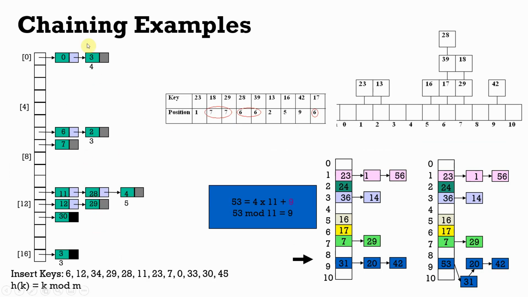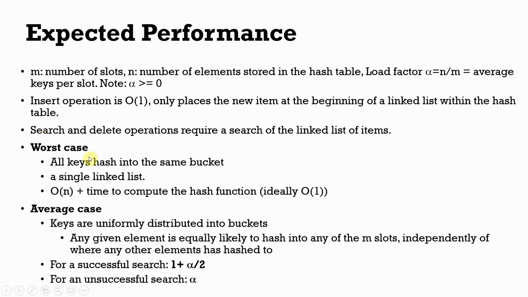So if all of them end up in the same bucket, in the same linked list, that's the worst case scenario, right? If we have a relatively well distributed hash table, then we would have the average case. So in the worst case, if all keys hash into the same bucket, we have n in a single linked list, then we have order of n plus the time to compute the hash function.